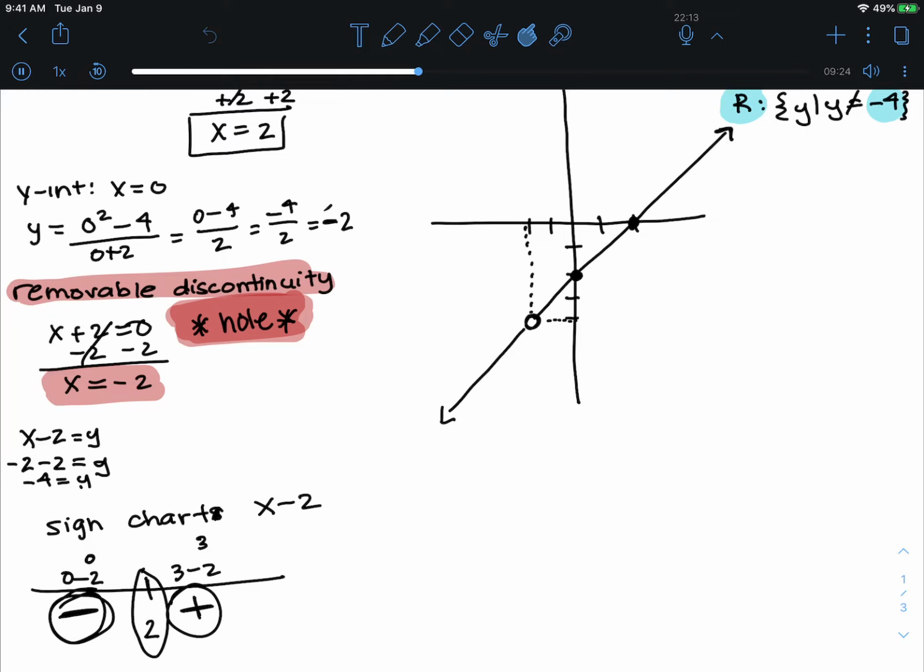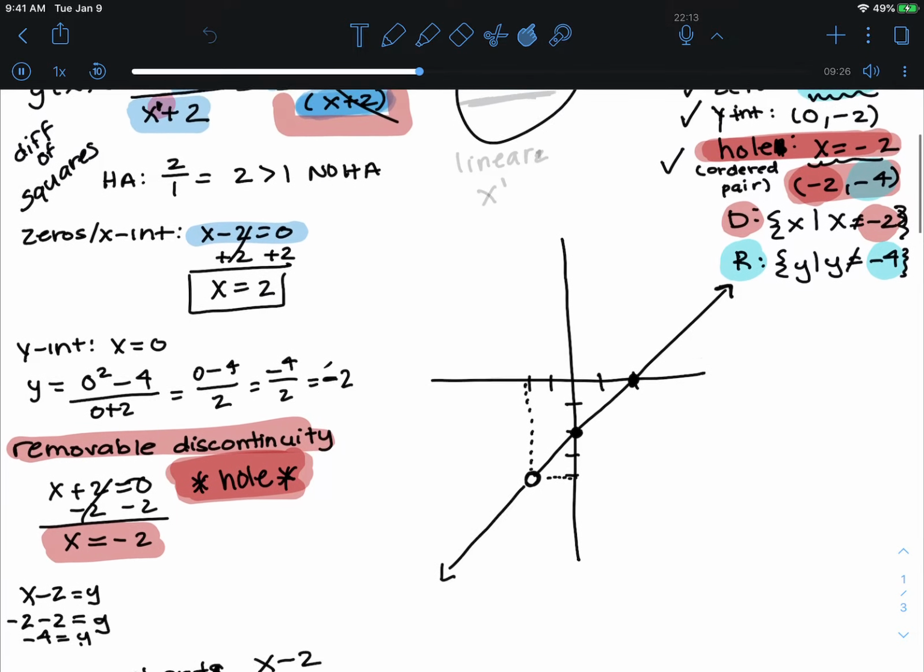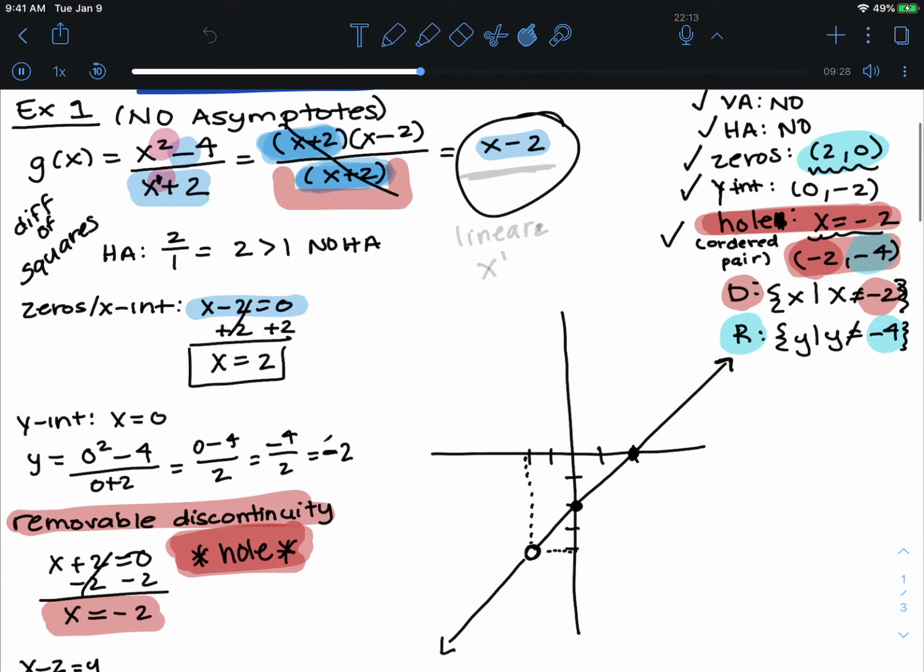Now, is it going to curve? No, because I have no asymptotes to curve it upwards or downwards. So it's literally just going to be a straight line. And I know that it's going to be a straight line because x minus 2 is linear. How do I know that it's linear? Because x has a power of 1, right? And that looks very similar to y equals mx plus b.